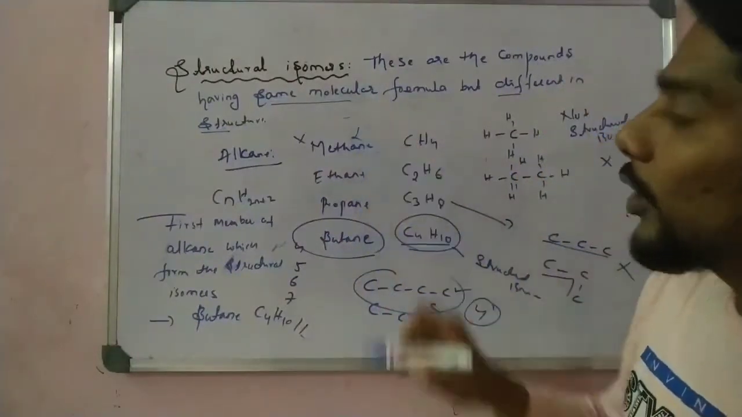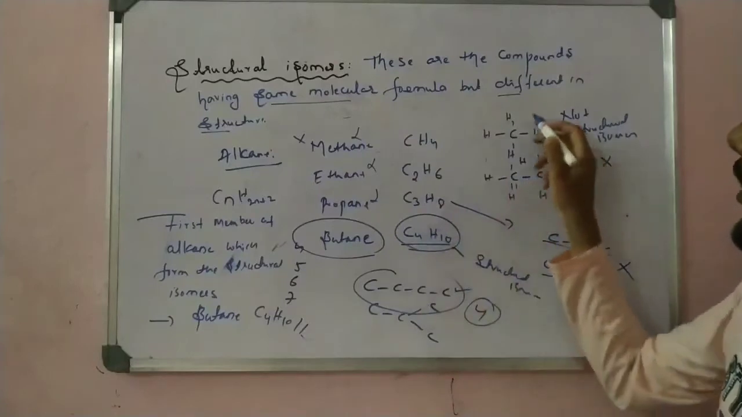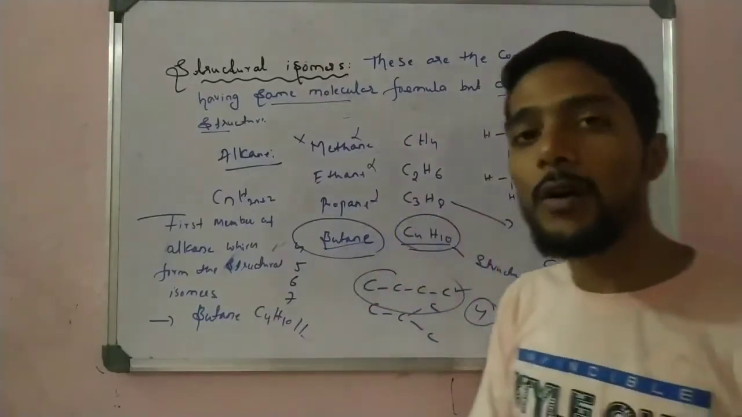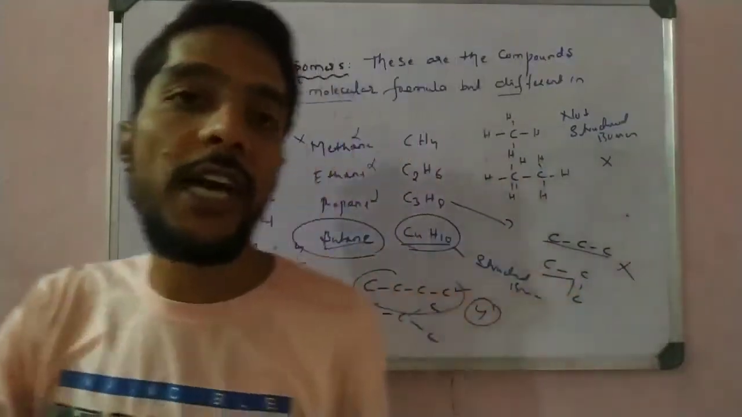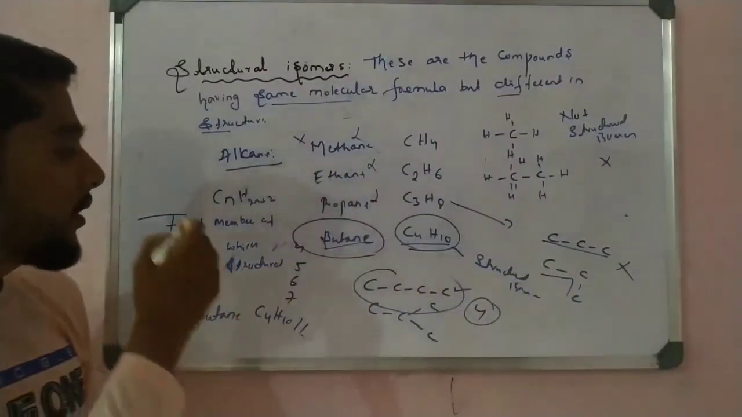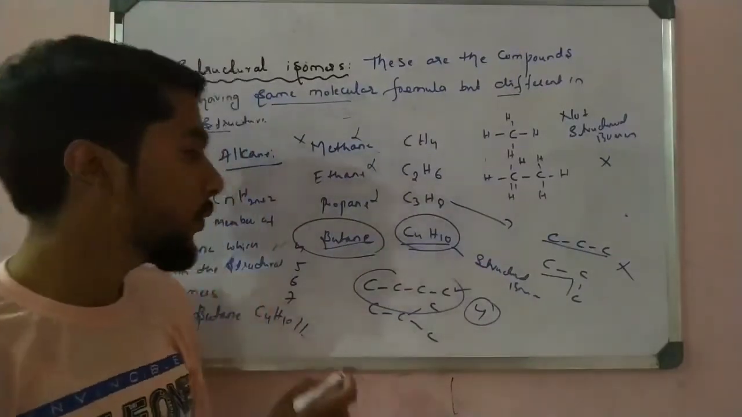These are not possible because there is only one arrangement. Okay, a second arrangement is not possible. Butane is the first member which can make a second arrangement, like a branch arrangement. So because of that, the first member of the alkane family which shows structural isomerism, that is what?